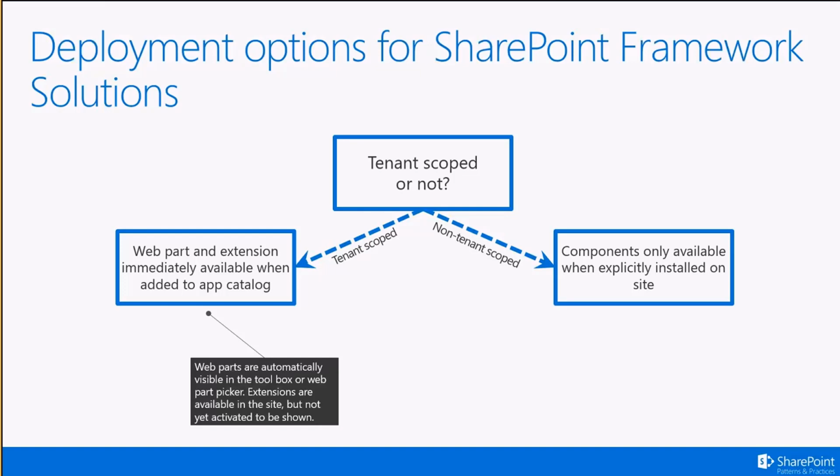If you're using version 1.2 or a newer version of SharePoint Framework, I think it is 1.2, it doesn't matter, the latest version of SharePoint Framework, it is actually asking whether you are looking into deploying this solution as a tenant scope option or not. And if you do choose the tenant scope option, what it means is that if you put a web part solution to the app catalog, your web parts will be automatically available in the web part picker.